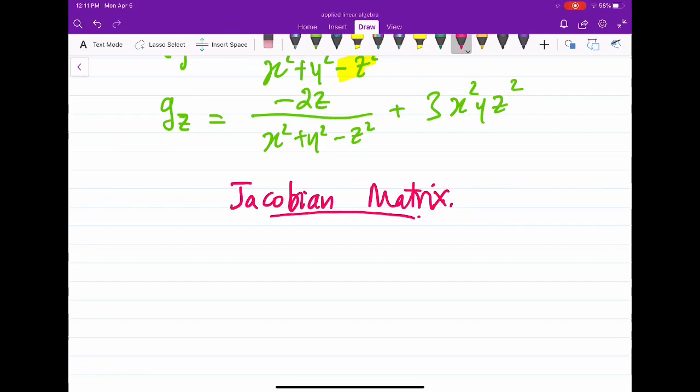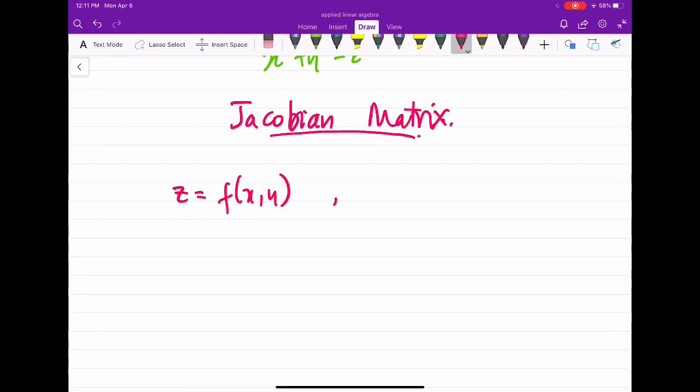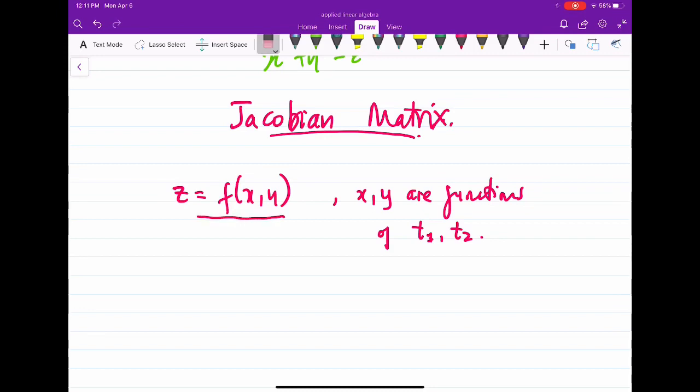Now let's talk about the Jacobian matrix. Suppose that you have some function z equal to f of x and y, and x and y are functions of, let's say, t1 and t2. We might consider a more general case when the function depends on more than two variables and x and y are functions of more than two variables too. Make sense?